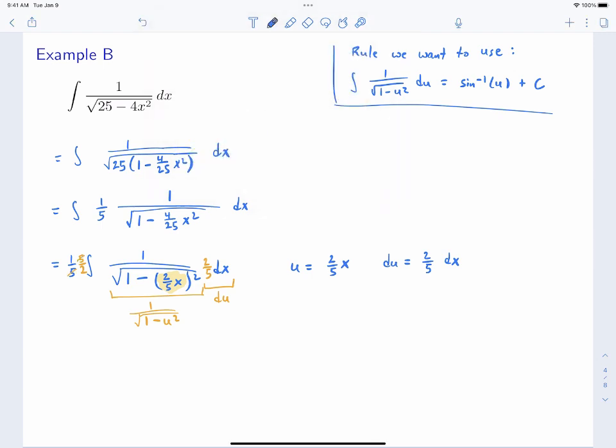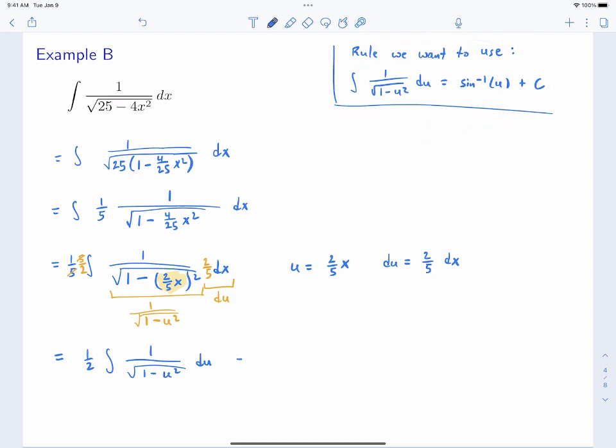And what do we end up with? This is equal to 1 over 2 times the integral of 1 over the square root of 1 minus u squared du. And this is the integral that we were looking for, the integral of 1 over the square root of 1 minus u squared. And we have a rule for that. That's the inverse sine rule.